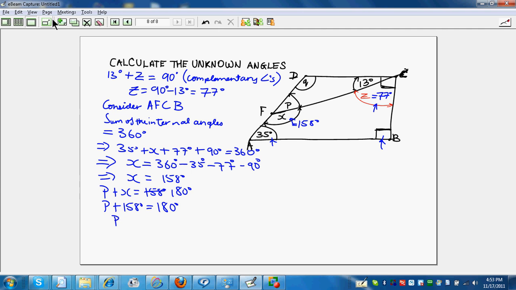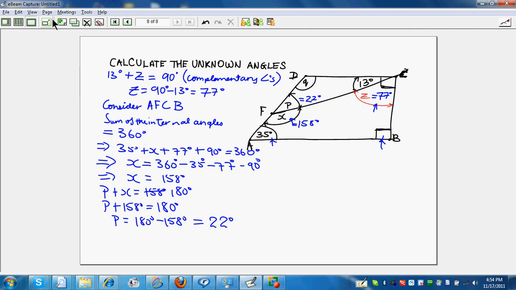And therefore, we could find what angle P is by saying angle P is 180 degrees minus 158 degrees. Right? 180 minus 158 will give us the value for angle P, and you'll get 22 degrees. Having gotten angle P equal to 22 degrees, what we'll do now is we could work out angle Q.